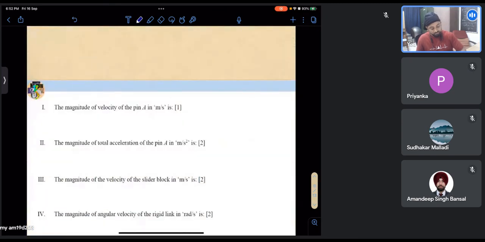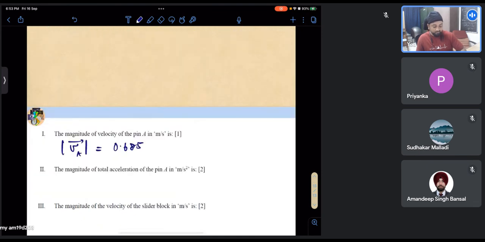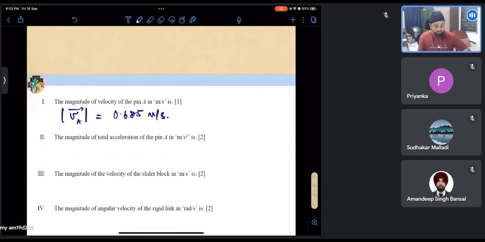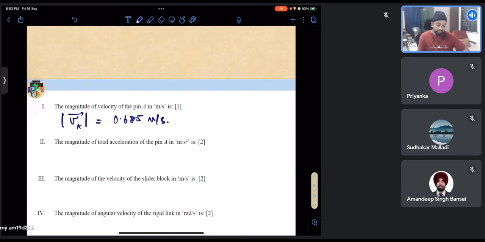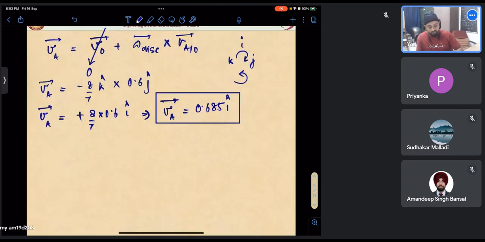So this we have been able to arrive at. And mind you, the magnitude is asked. So although it's a positive quantity, doesn't matter. But if it were negative, we are supposed to report the magnitude. We are supposed to keep note of that. Okay. The total magnitude or total acceleration of point A in meters per second square. So the next step logically is that only.